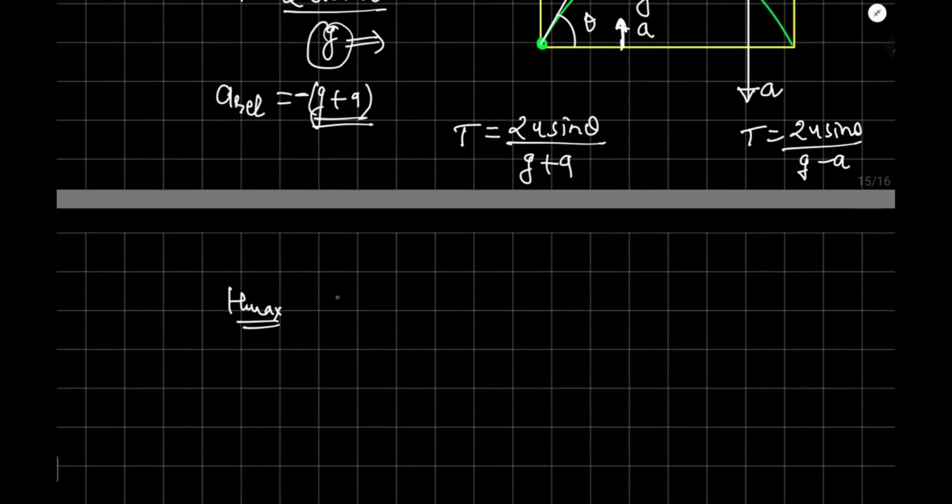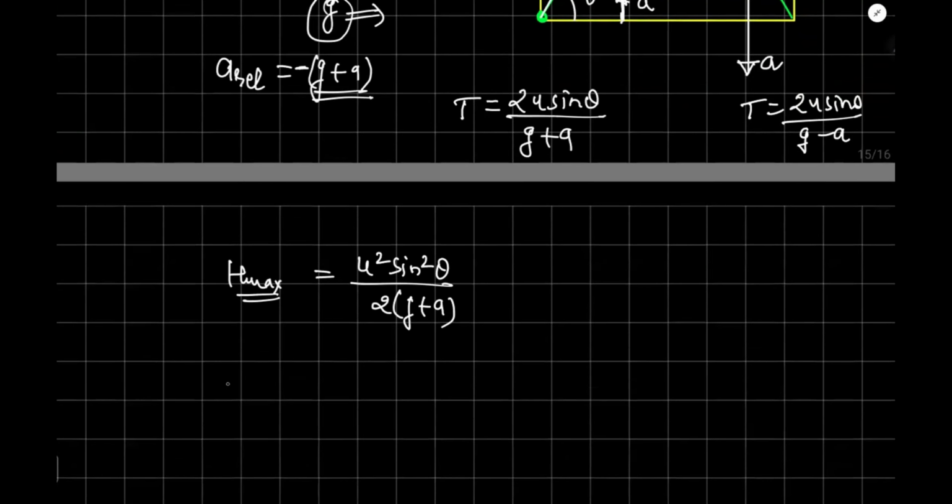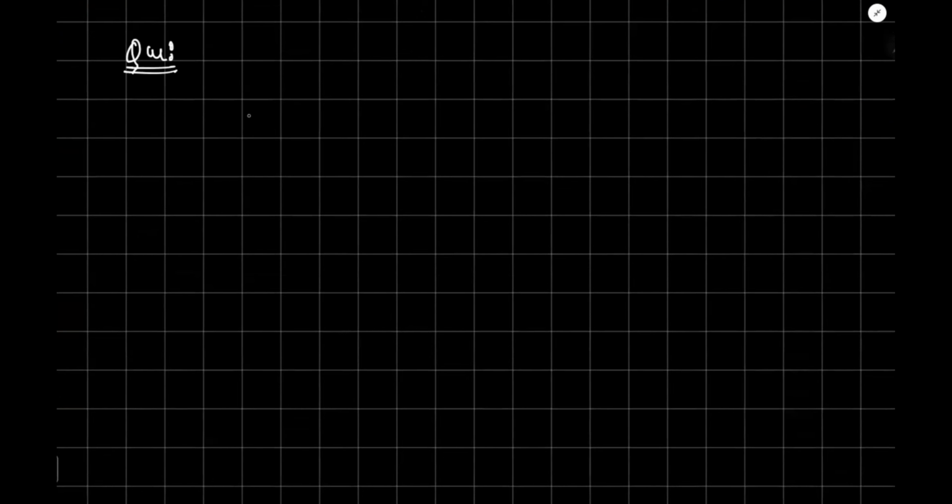Similarly, your h max, what was the formula? u square sin square theta by 2g. हाँ, साइन स्क्वायर थीटा बाई 2, तो यहाँ पे हम g की जगह क्या रिप्लेस कर देंगे, g plus a. Then the last thing is the range. What is the formula for range? u square sin 2 theta by g only, right? So here we'll write plus a. Sometimes we call this one g effective also.